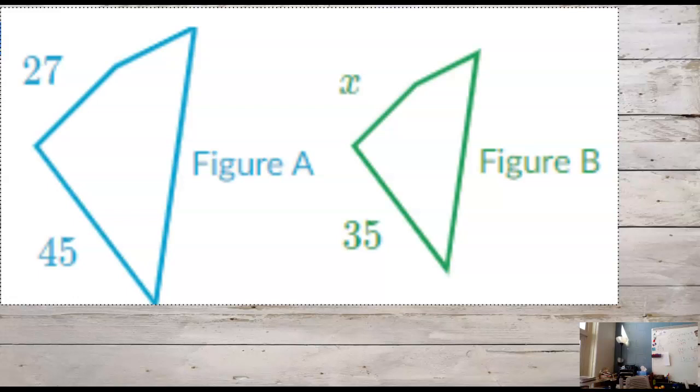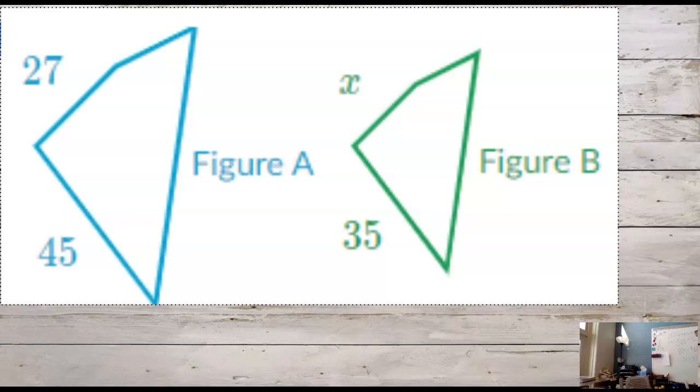Questions? Since we use calculators, could I just take this 35 over 45 and this 27 and just multiply them to get my new side? Yeah.